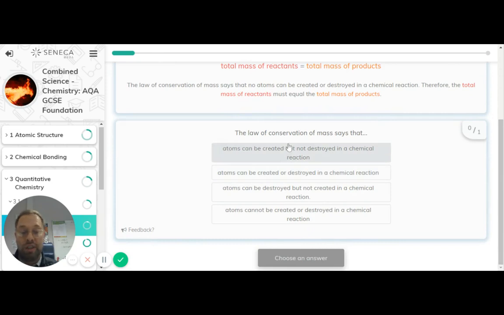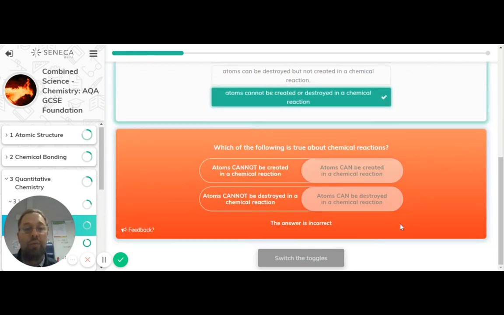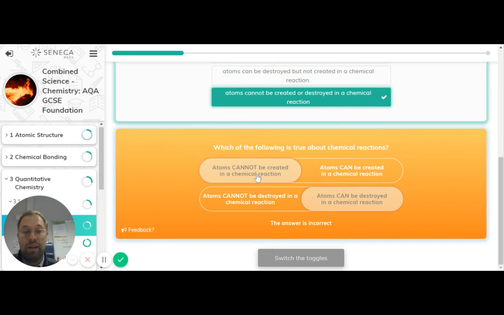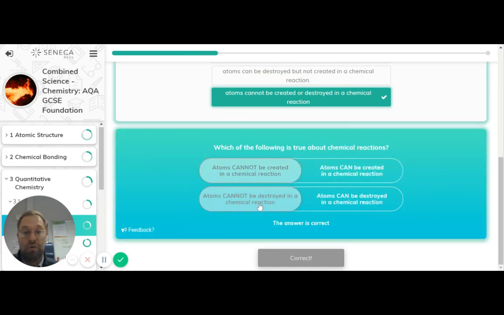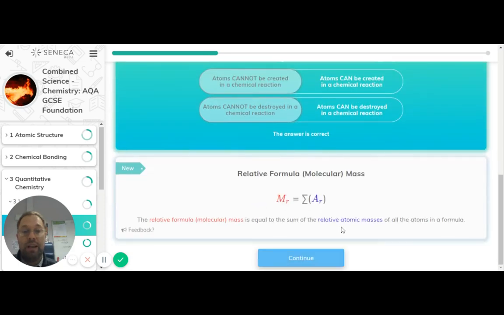Okay, so what does it say? The law of conservation of mass says atoms cannot be created or destroyed in a chemical reaction. There we go. Which of the following is true about chemical reactions? Atoms cannot be created in a chemical reaction. Well, that is definitely true. Down the bottom here, atoms cannot be destroyed in a chemical reaction. That's true as well. There we go. We've gone blue. Next one.